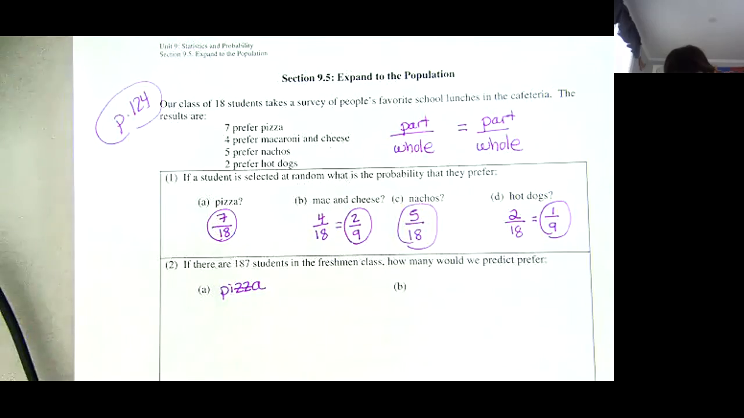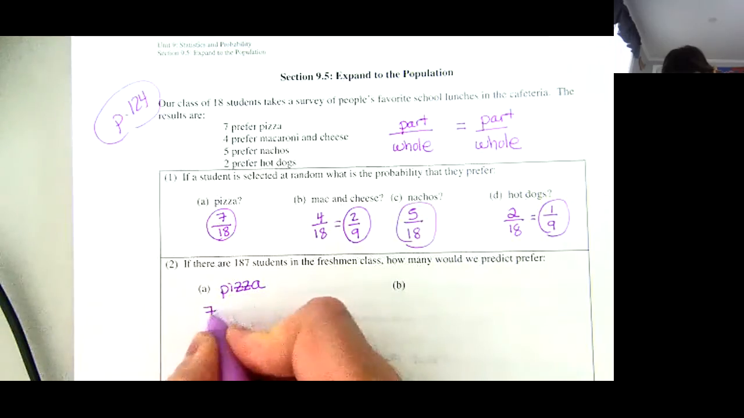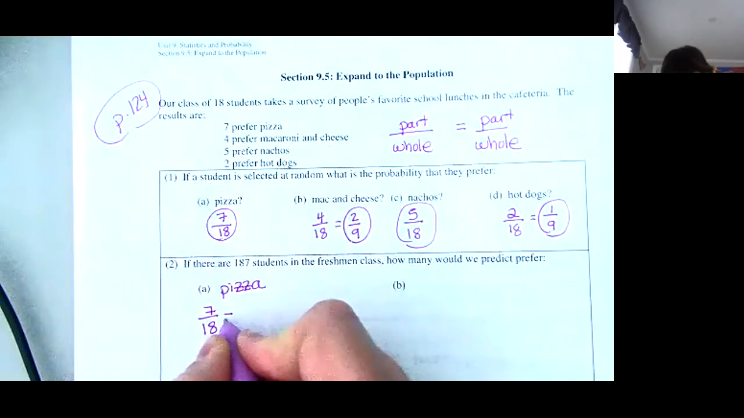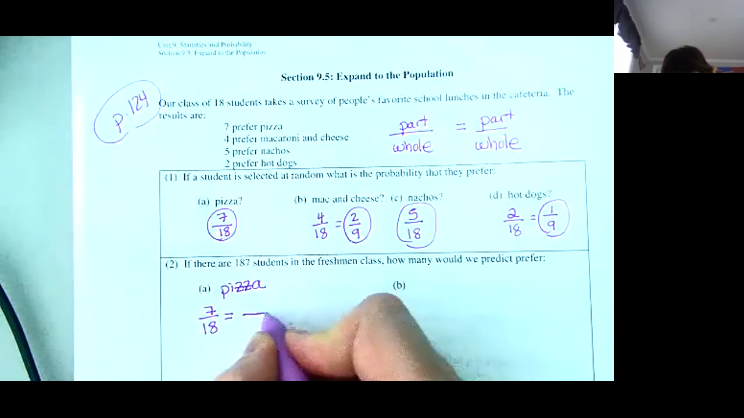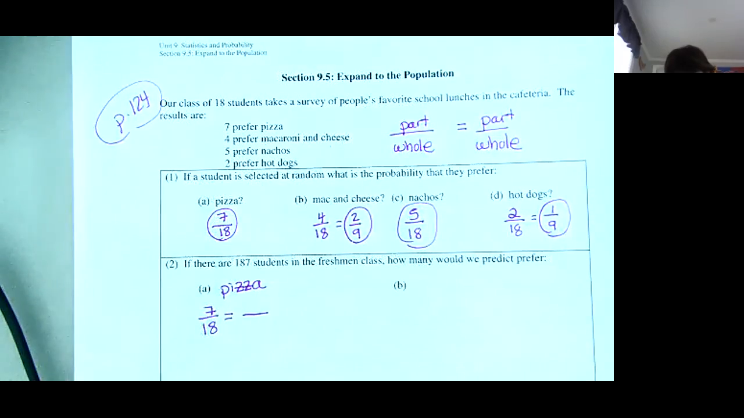Yes. 7/18. Okay. Now, I want to try to make a prediction about the entire grade. 187 students. Is that the entire grade, or is that just part of the grade? Okay. I said there are 187 students in the freshman class. Is that the freshman class, or is that just a part of the freshman class? I think that's the whole freshman class. I think that's everyone. What I want to try to figure out is the part of that class that prefers pizza. You don't know that. When you don't know something in math, what do you call it?